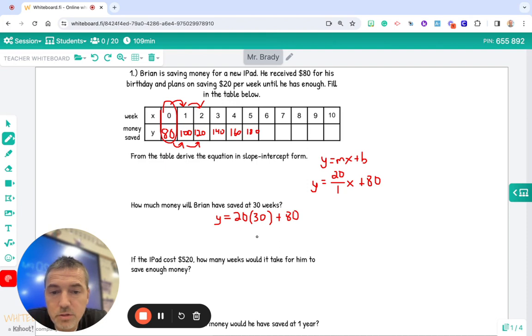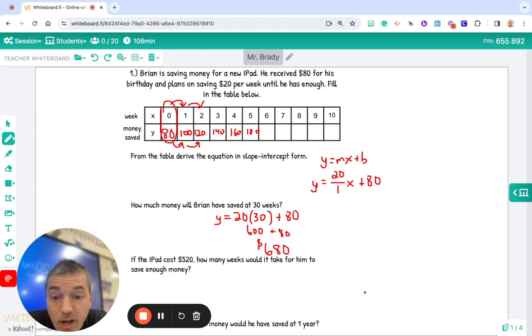So I know that I have to do the multiplication before the addition. So 20 times 30 is 600. And 600 plus 80 is 680. So after 30 weeks, he would have $680, right?